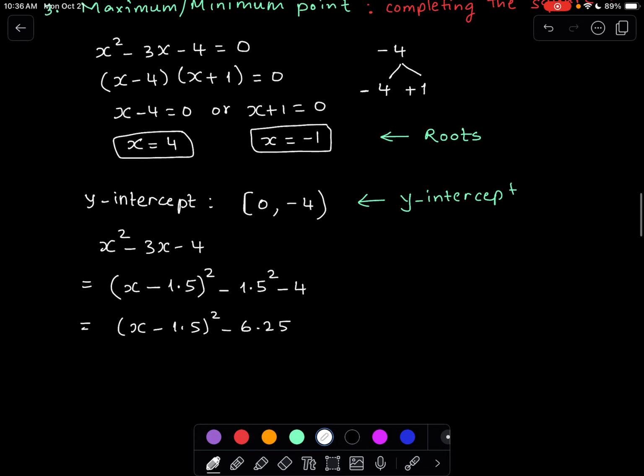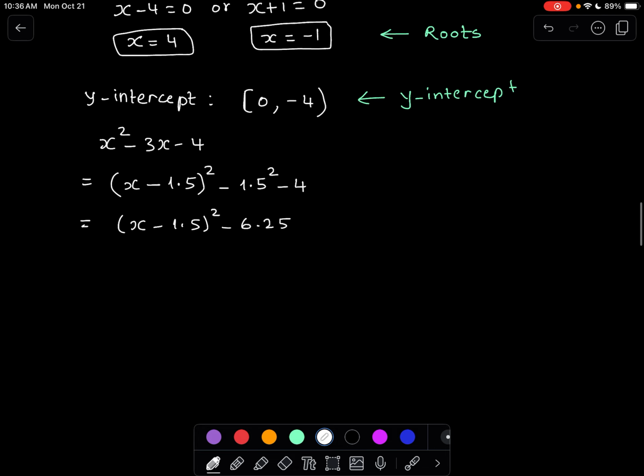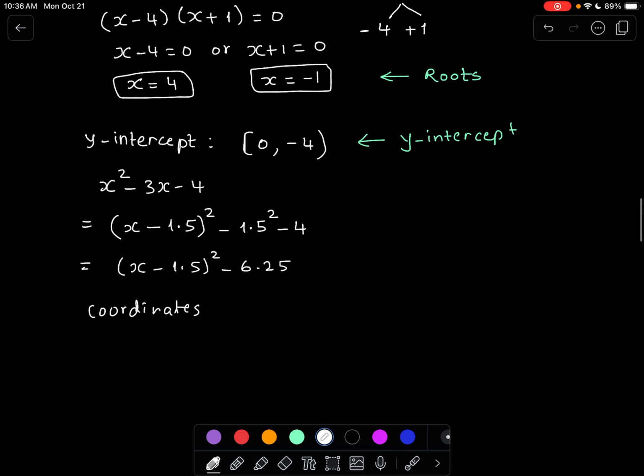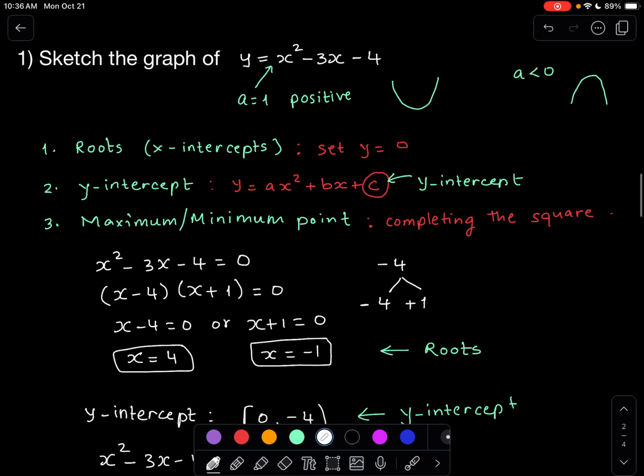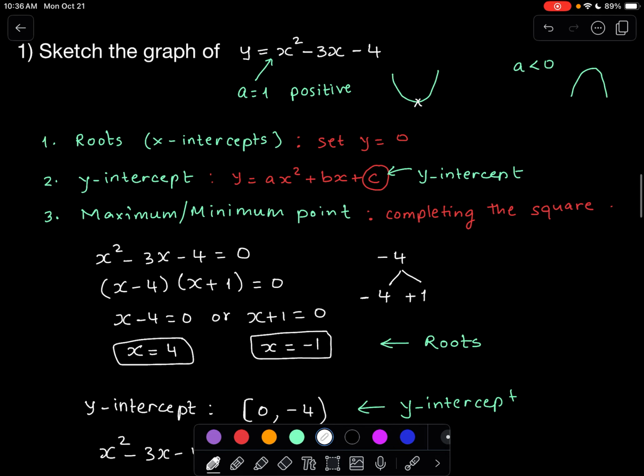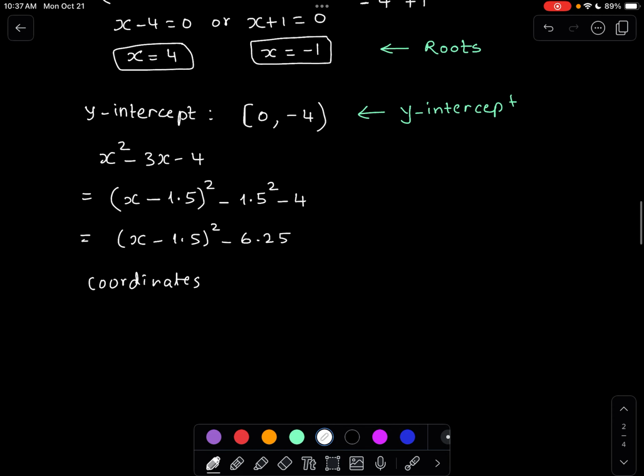And now the coordinates of the vertex are, in this case, I know that it is a smiley face, so I know that it's going to be a minimum point. So coordinates of minimum point are, it's always minus p comma q.